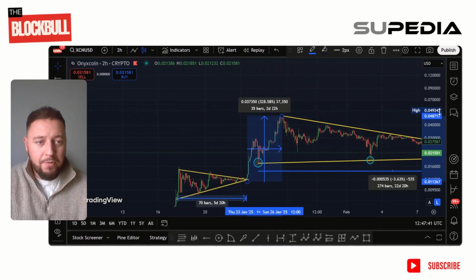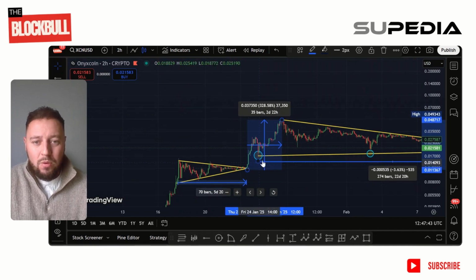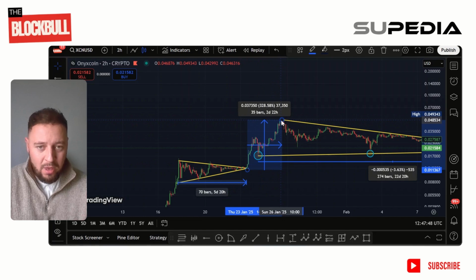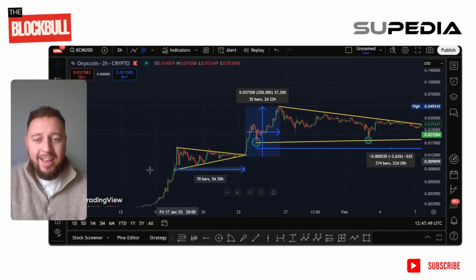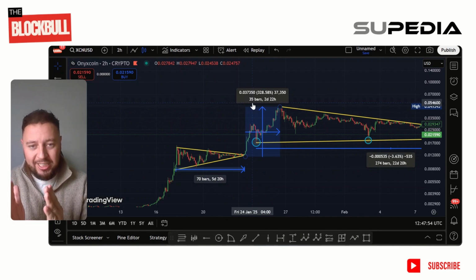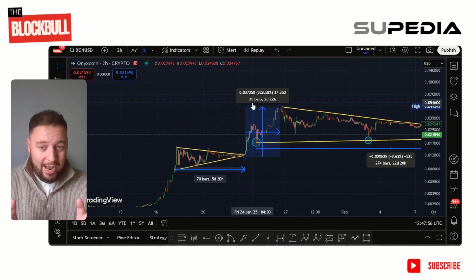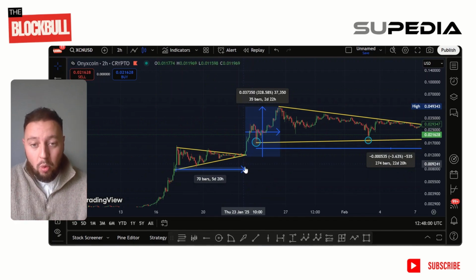Why is this important? The breakout up until this new high that we've had recently has taken half the amount. We've got 70 bars down here, we've got 35. So it's taken half as much time to print the new high as it has to form this symmetrical bull pennant here.